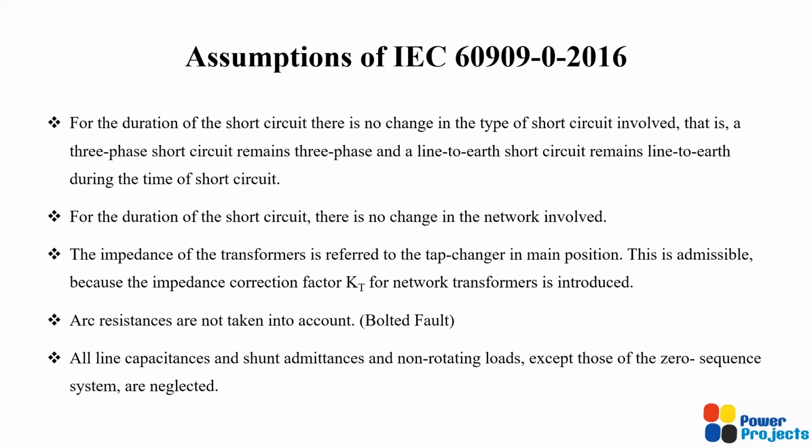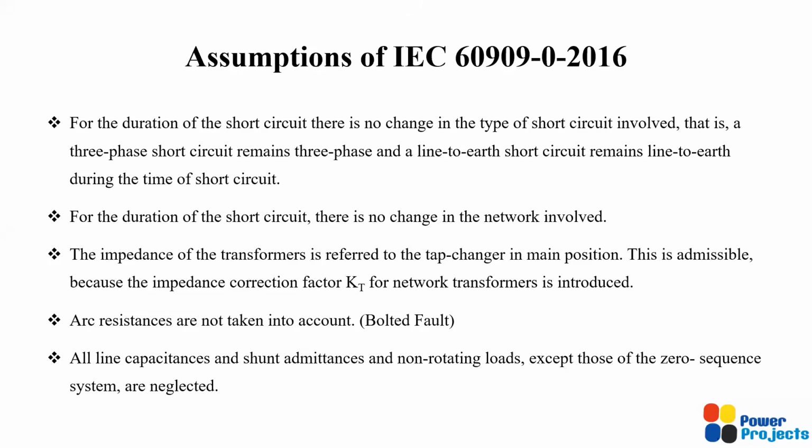which means when there is a fault in the system, there is a probability that at the remote end, some breakers or isolators may change their status. But this IEC assumes that during the fault, there is no change in the network. That means the breakers which are closed remain closed, and the breakers which are open remain open across the network during the fault.